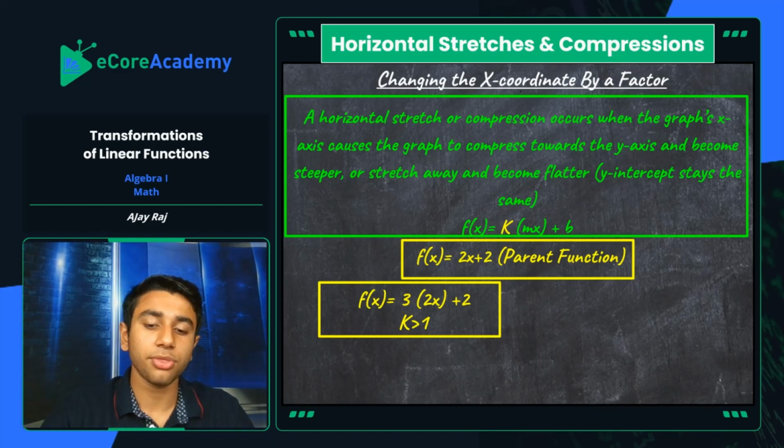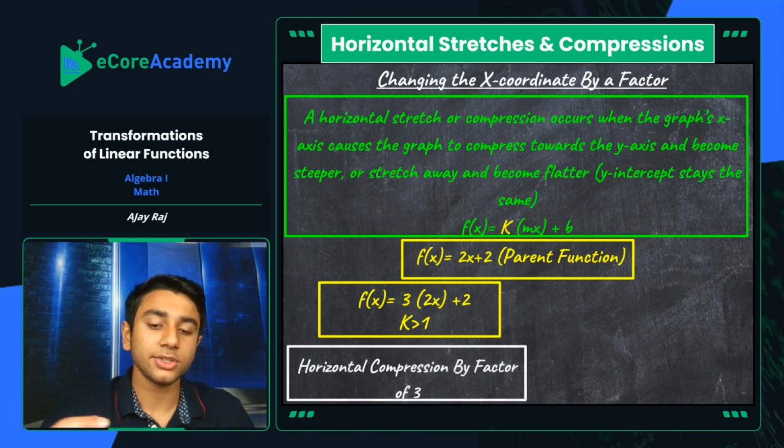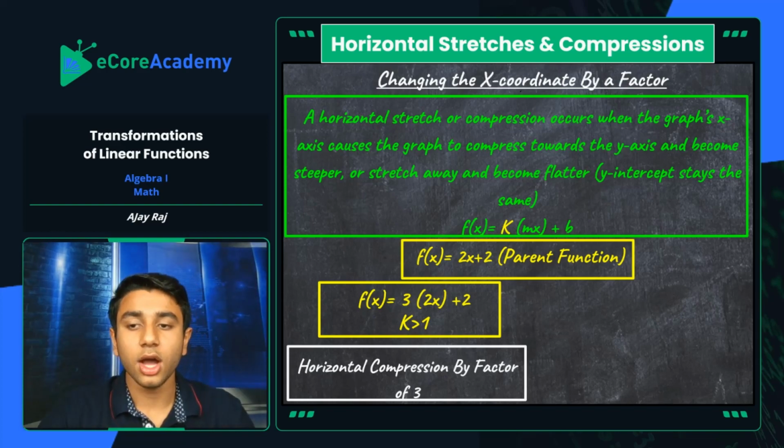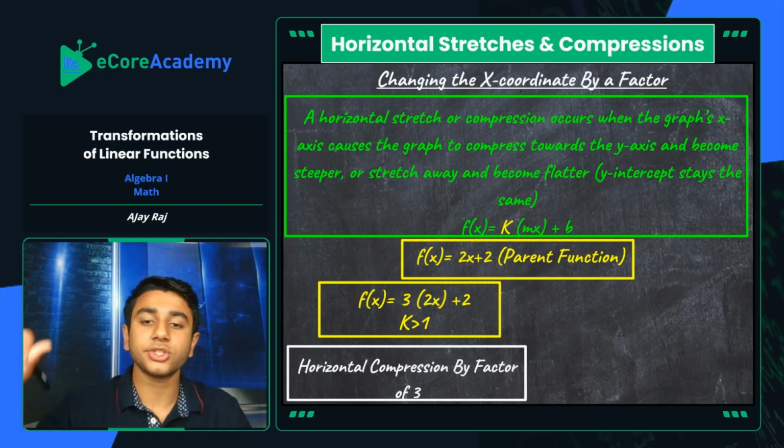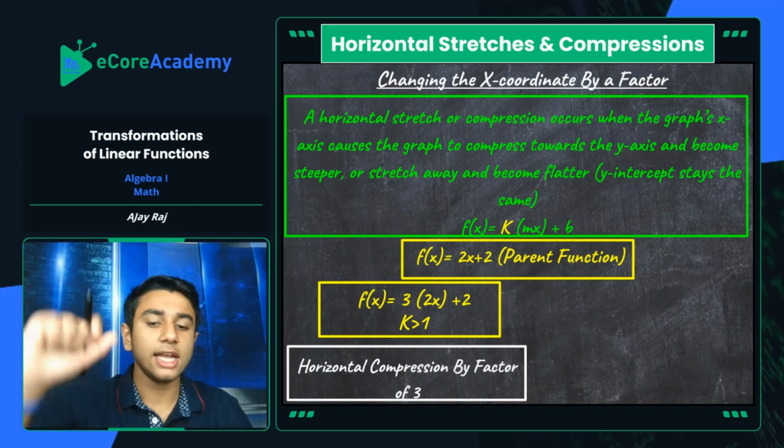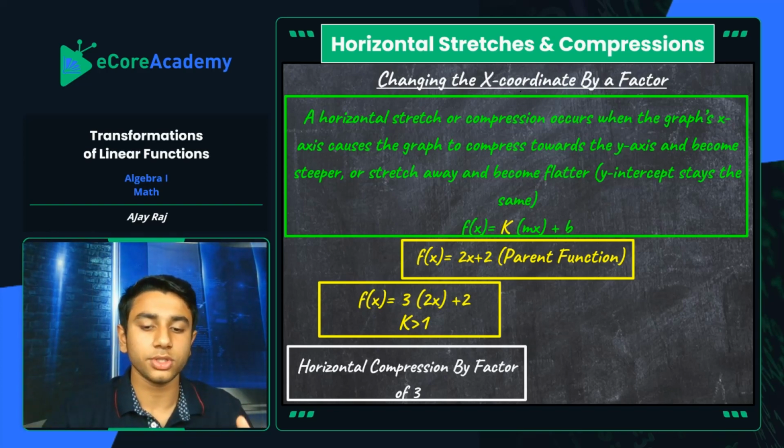And in this case, we know that 3 is greater than 1. So whenever k is greater than 1, this causes a horizontal compression, because your graph is becoming more compressed towards the y-axis. It's the same thing as a vertical stretch. That's what a horizontal compression is.